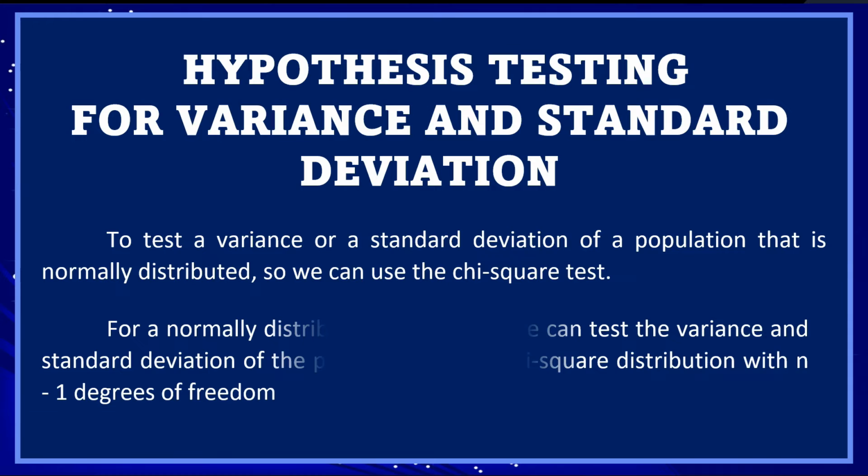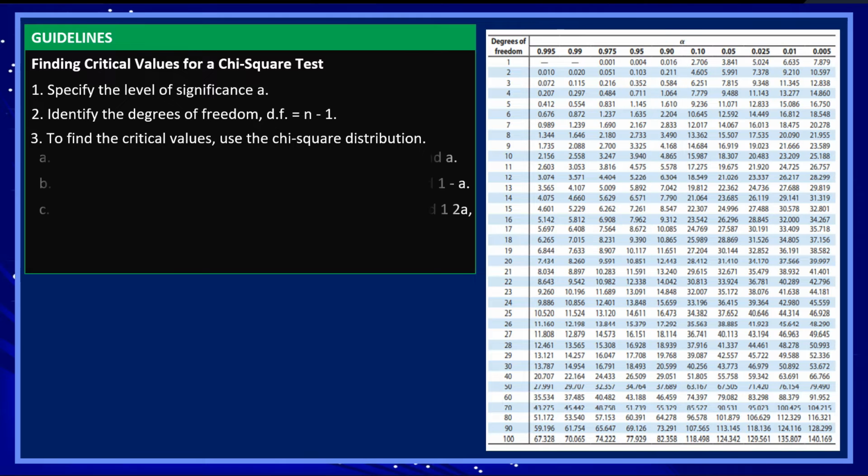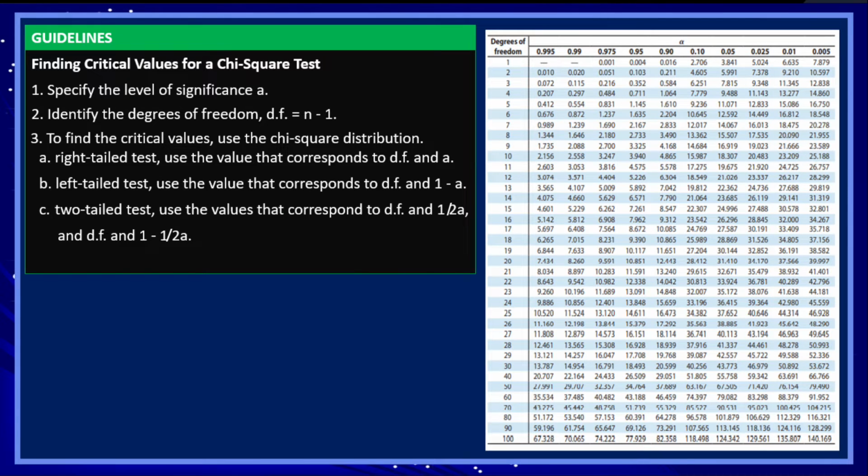For a normally distributed population, we can test the variance and the standard deviation of the process using the chi-square distribution with n-1 degrees of freedom. But before learning how to do the test, we must know first how to find the critical values as shown in the guidelines. In finding the critical values for a chi-square test, first, specify the level of significance denoted as an alpha symbol. Then, identify the degrees of freedom, which is df equals n-1. Next, use a chi-square distribution table to find the critical values.